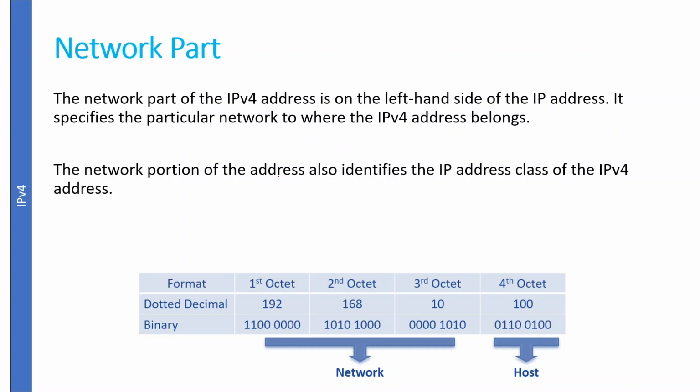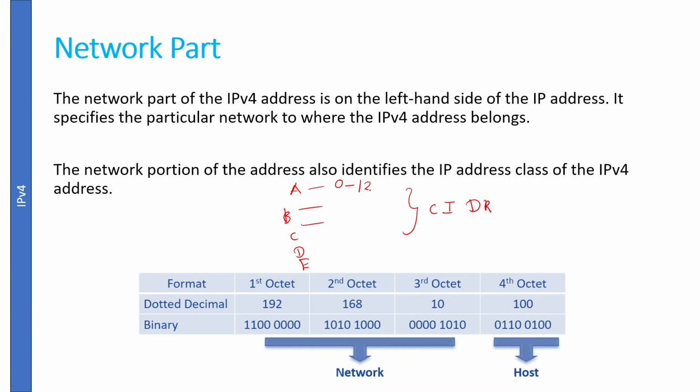As I told, we have 5 classes: class A, B, C, D and E. Mainly we use class A, B, C, but nowadays we aren't using these classes either. We have CIDR, known as classless inter-domain routing. We'll discuss this later. And also we have a range for these classes, right?